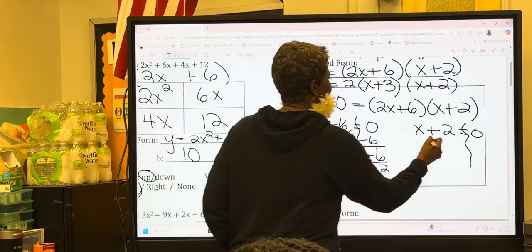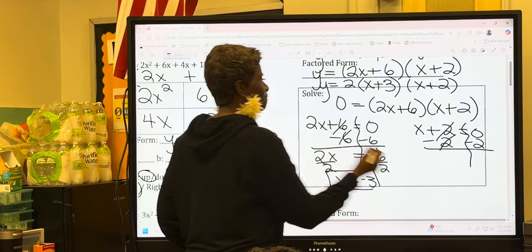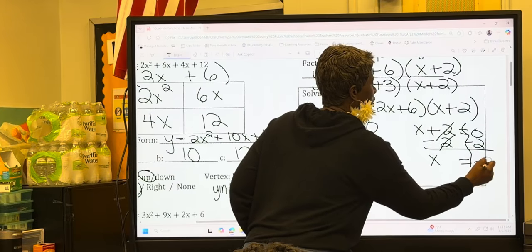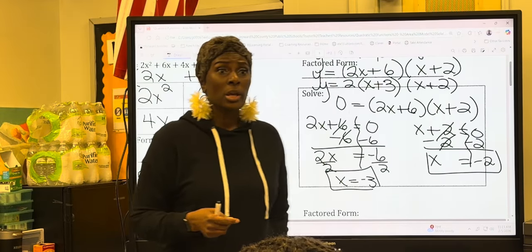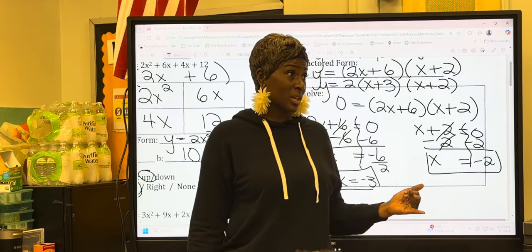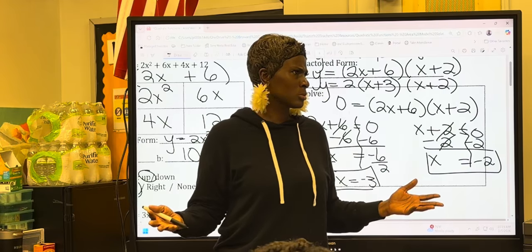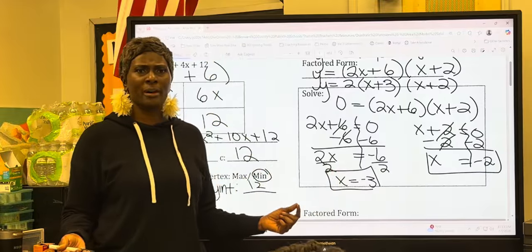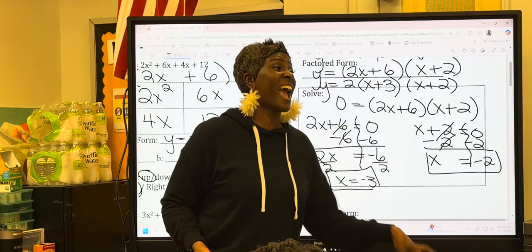Okay? So now let's go minus 2, minus 2. What happens to these people? Cancel out. X equals what? What is negative 2? It is a solution. What else is it? It is a root. What else is it? It's your x-intercept. What else is it? It's your 0. How many zeros do I have? 2. Where is this parabola going to cross the x-axis?